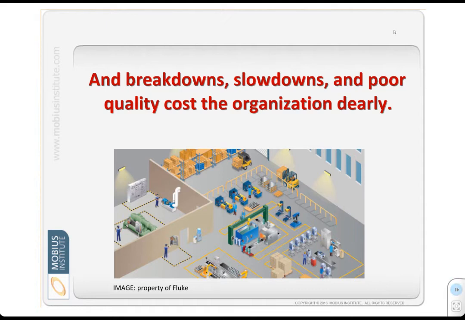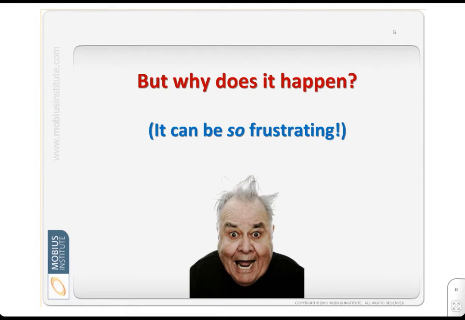We can do something about all of those issues with condition monitoring, but especially when you get into reliability improvement. So the big question is, why does it happen? Why do we have those slowdowns, breakdowns, the higher maintenance costs and everything else? Because it can be so frustrating.